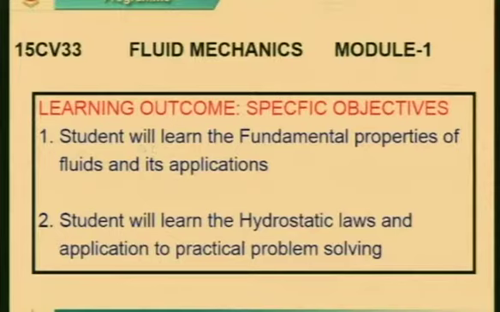The outcome of the objective will be that the student will learn the fundamental properties of fluids and its applications. The student will learn the hydrostatic law and its application to practical problem solving.